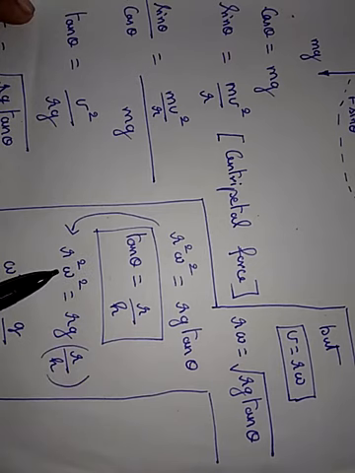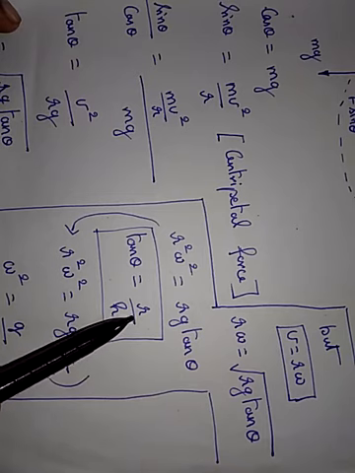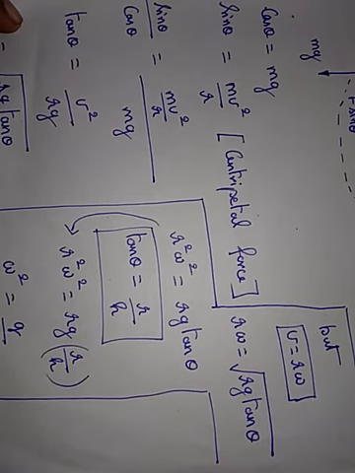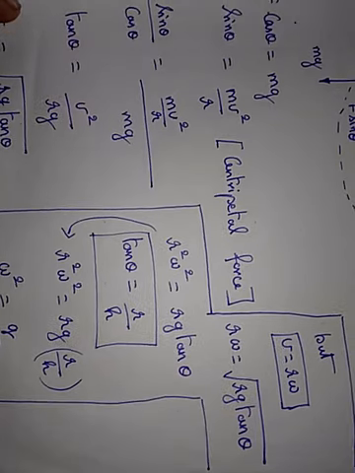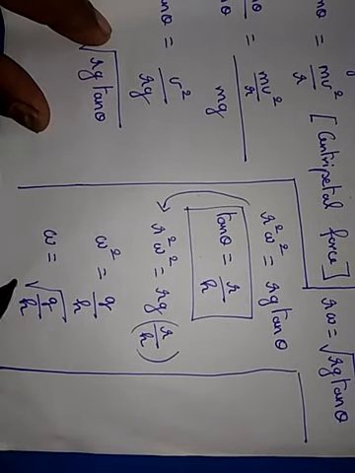So r square omega square is equal to rg. In the place of tan theta you substitute r by h. R square on this side is also r square, so it gets cancelled out. So omega square is equal to g by h. Now what is omega? Omega is square root of g by h.